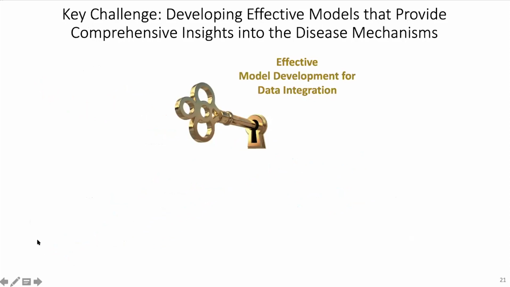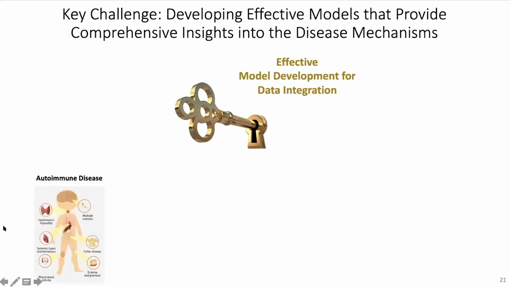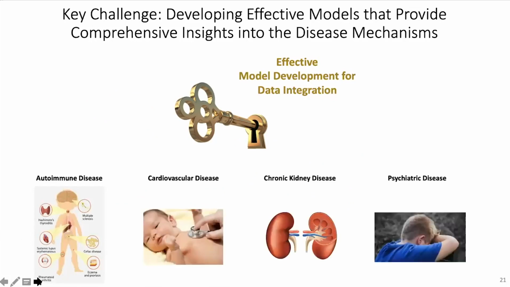In this part, I'm going to tell you about a project where we developed a model to integrate genetic association data, epigenetic data, and gene expression data in order to understand gene regulatory mechanisms of complex diseases. We initially applied and tested that on 9 different autoimmune diseases, but this is a general model and can be applied to other types of complex disorders.